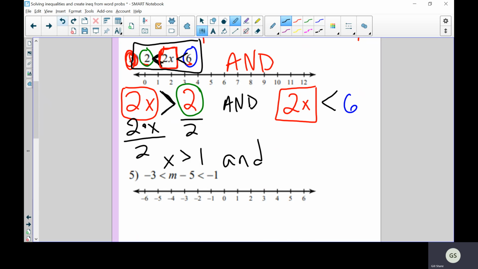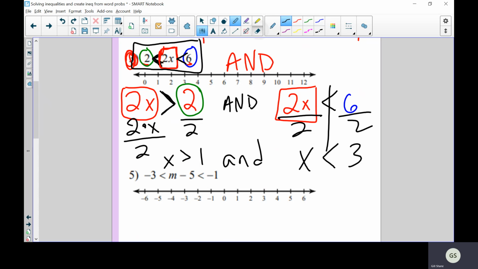Clean it up. Then I come over here. Well, this is again 2 times x, so I divide by 2. If I divide by 2 there, I divide by 2 there. I get x is less than 3. So my final answer is x has to be greater than 1 and less than 3. That's my final answer for this inequality.